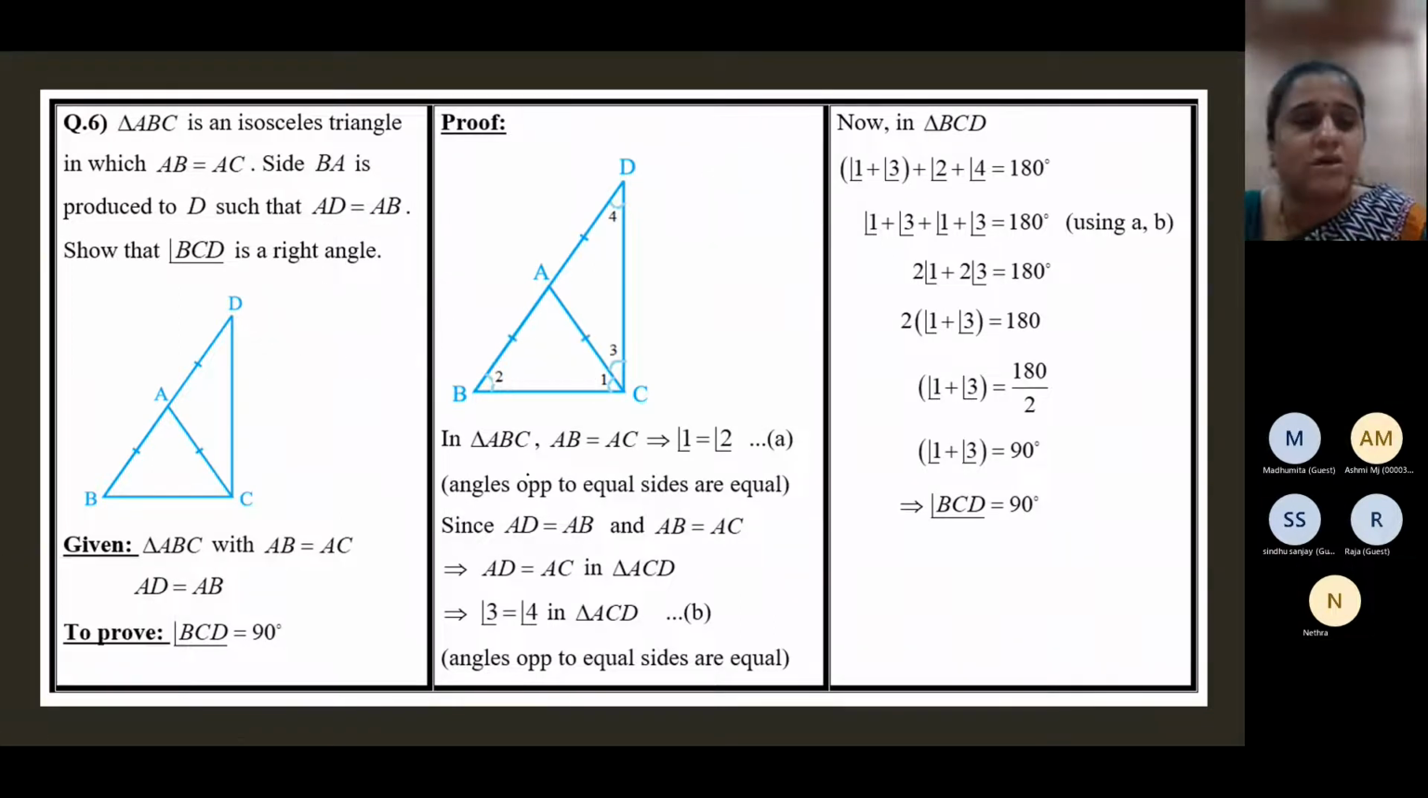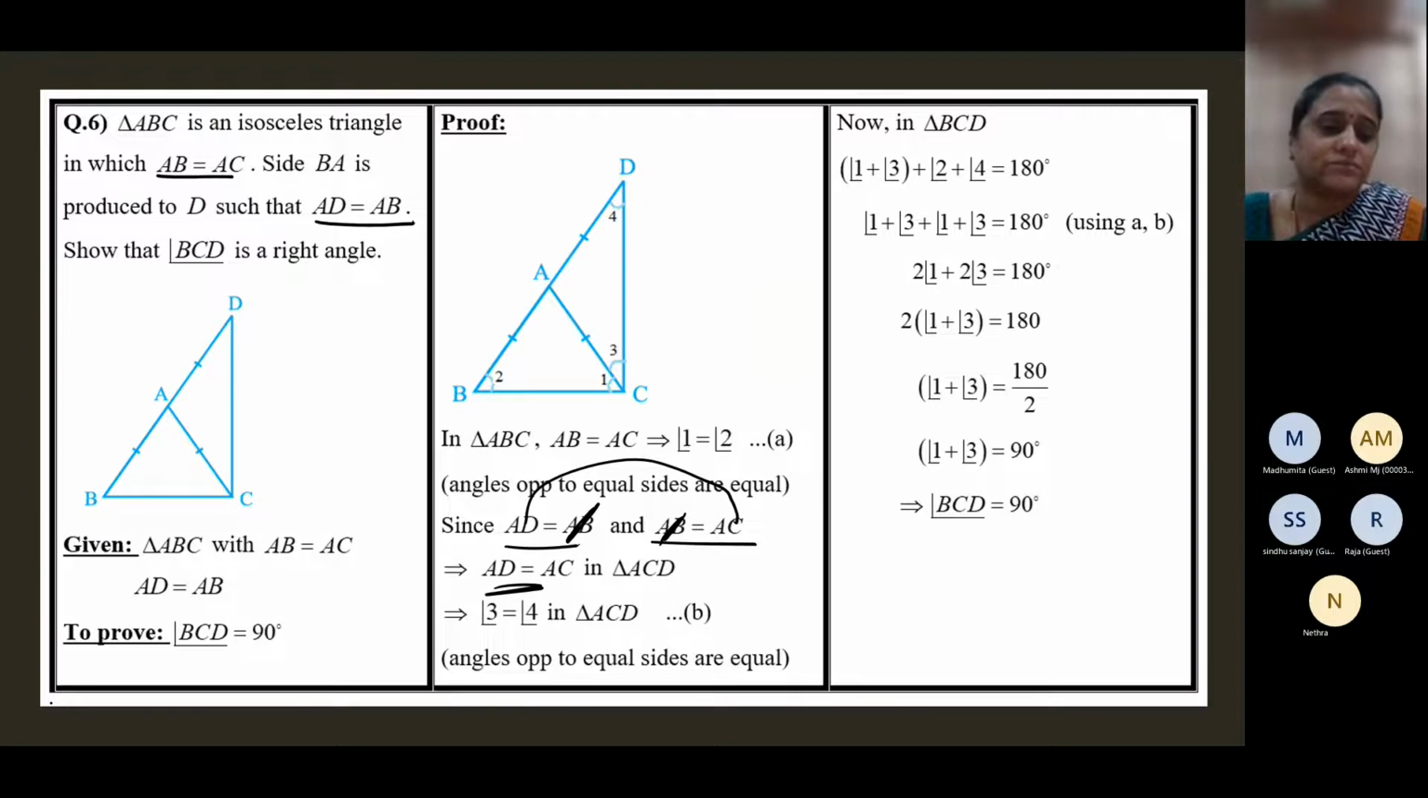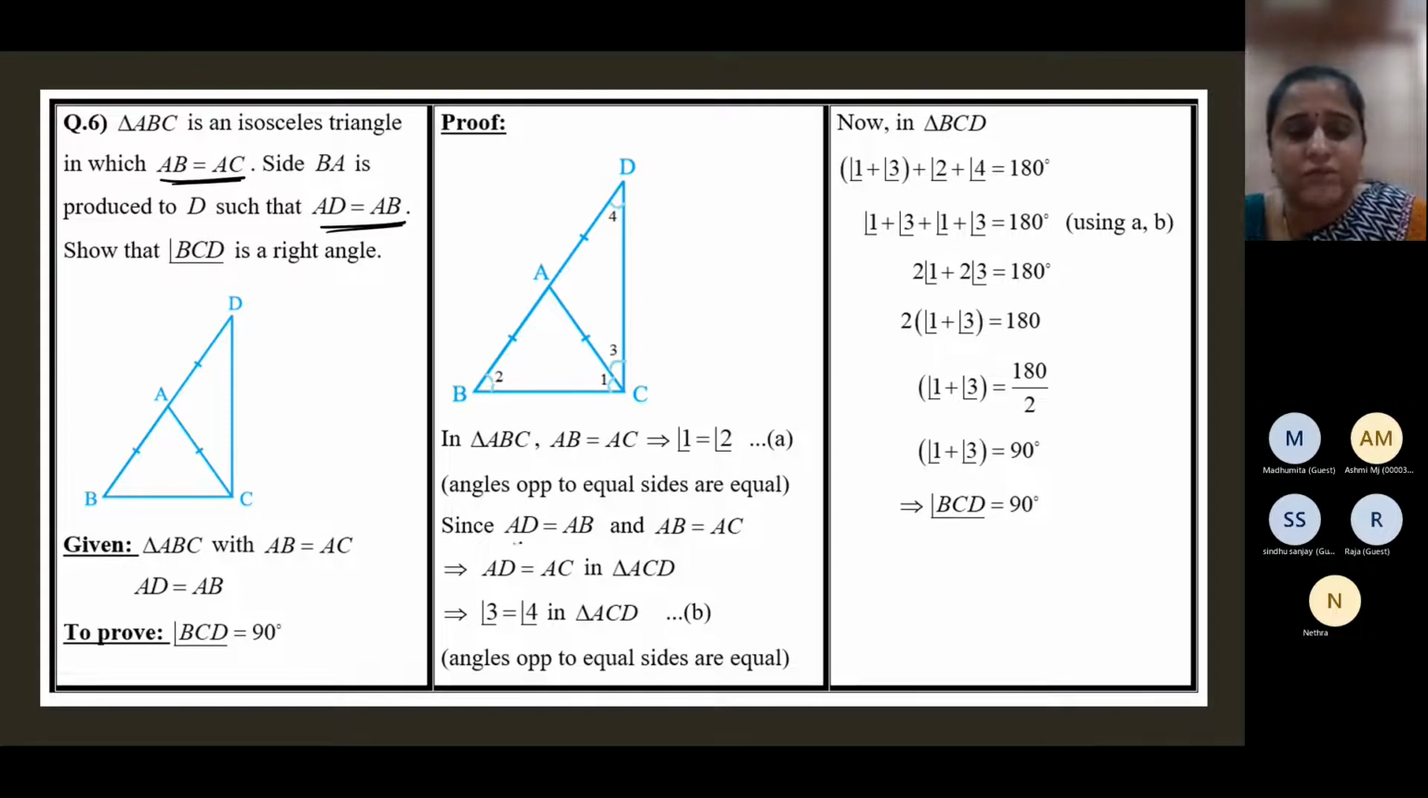See what you compare. You compare what is given: AB is equal to AC and AD is equal to AB. You compare these two, what is given. So you have AB common there. So that means AD is equal to AC. Please understand. We are given that AB is equal to AC and AD is equal to AB. That's what I've written here. Now, when you compare these two, AB is common. So that means AD is equal to AC.